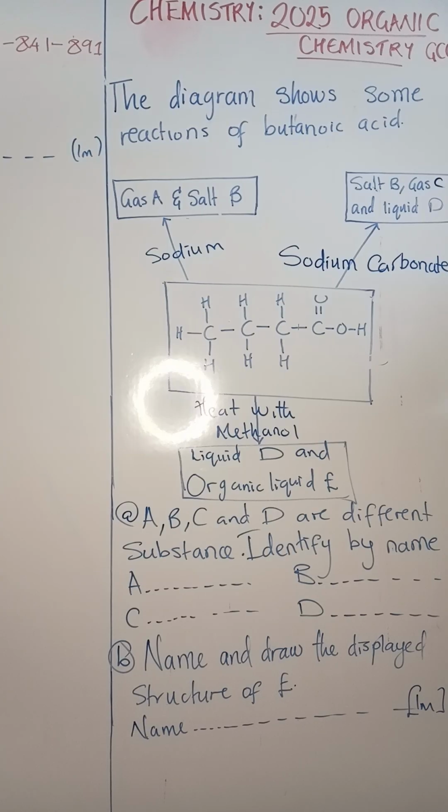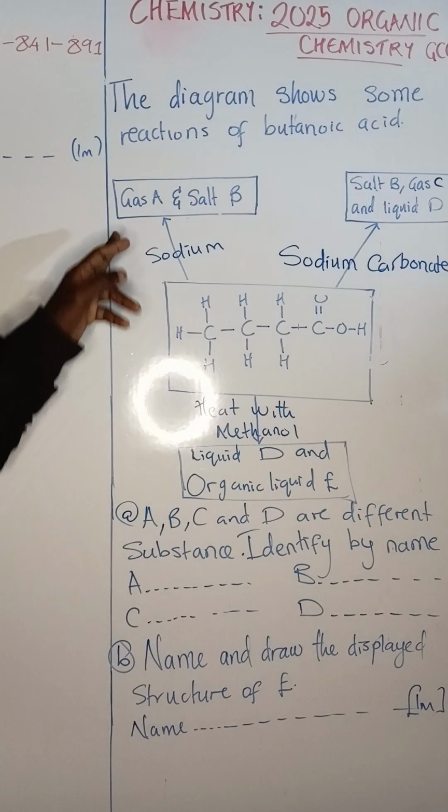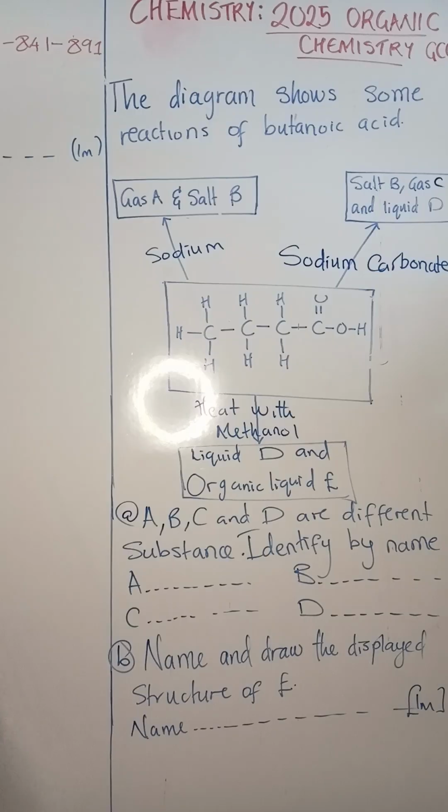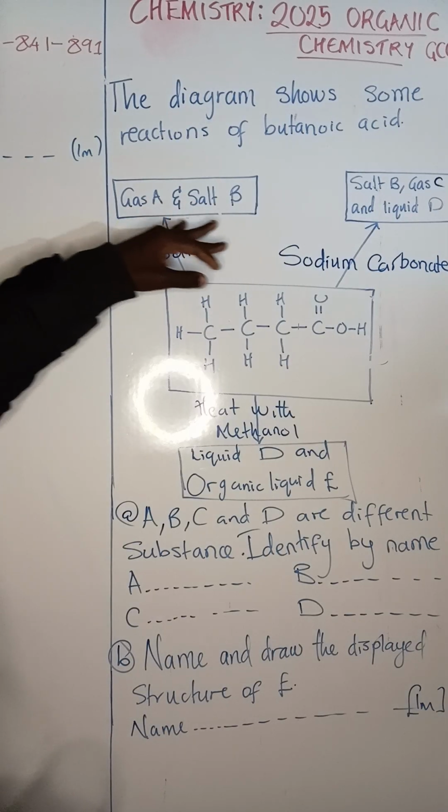Okay, under organic chemistry, they're saying the diagram shows some reactions of butanoic acid, where the gas was A, then the salt was B. So now, how did gas A and salt B come about?